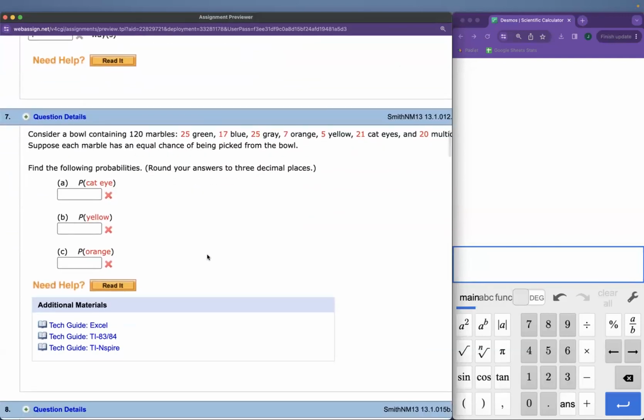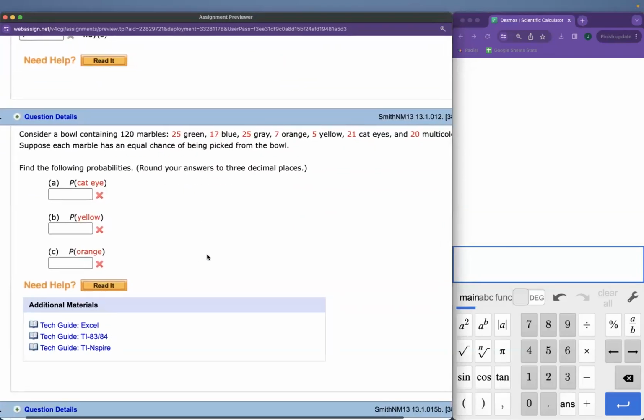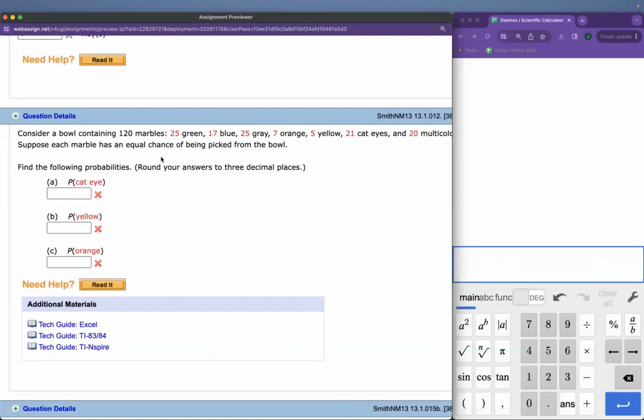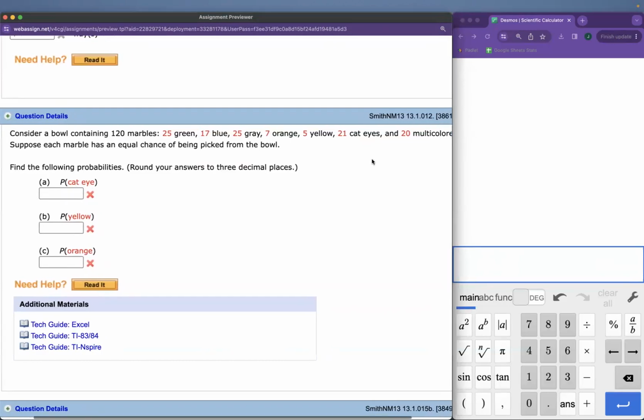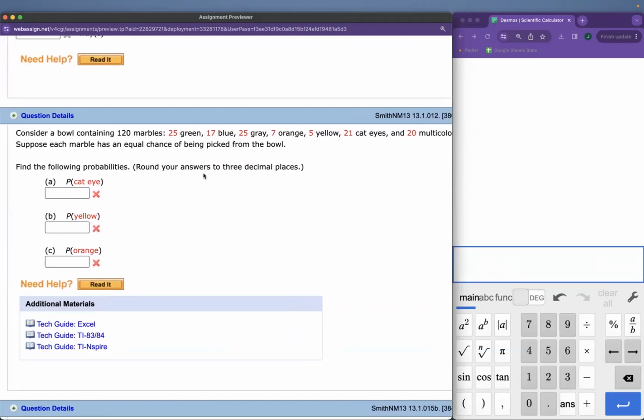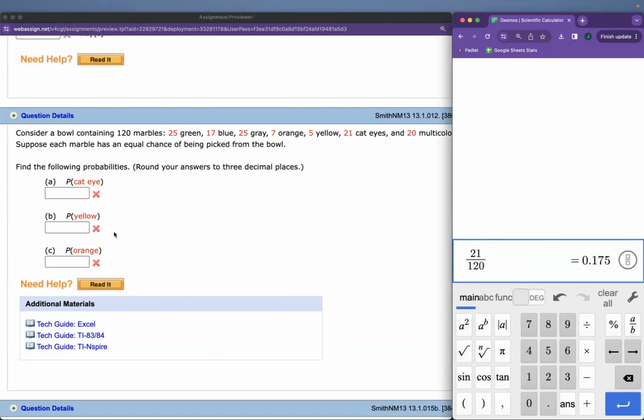Okay, number 7. Consider a bowl containing 120 marbles, and they break it down with the different numbers per each color. Suppose each marble has an equal chance of being picked from the bowl. Find the probabilities. Probability of a cat's eye first. Okay, cat's eye, there's 21. Round to 3 decimal places.